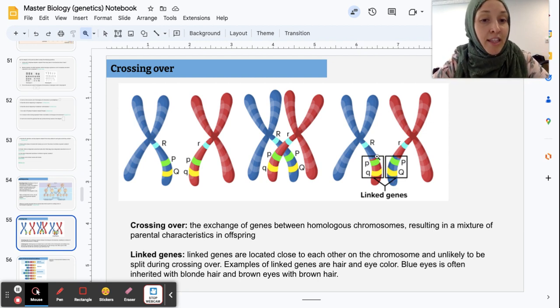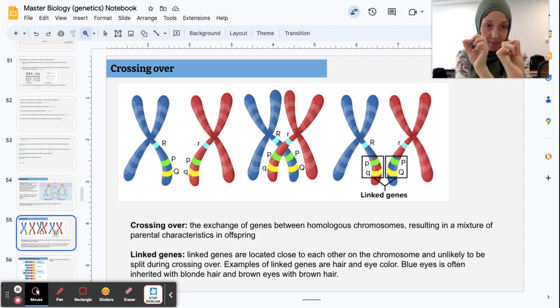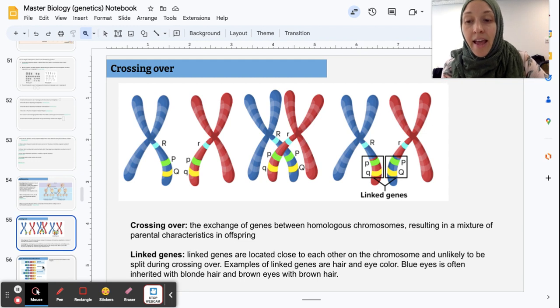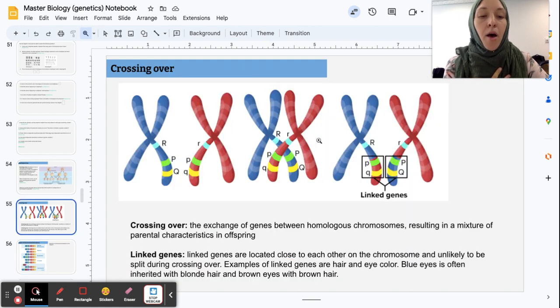And normally this should happen perfectly. They should break at the same spot and switch at the same spot, and there should be no issues in this process. However, sometimes they do not do that correctly, and that would result in some of these chromosomal mutations we see on the next page. But let's talk about linked genes for a second.